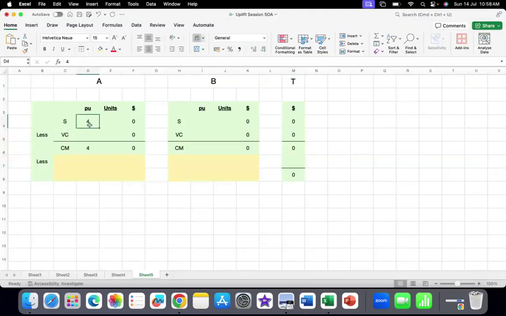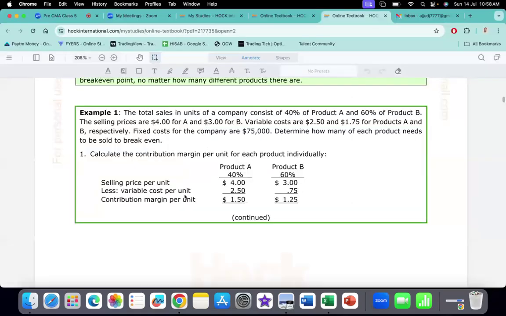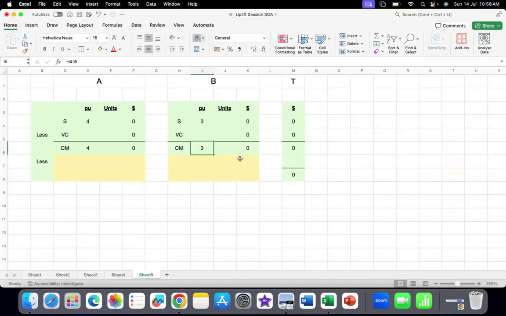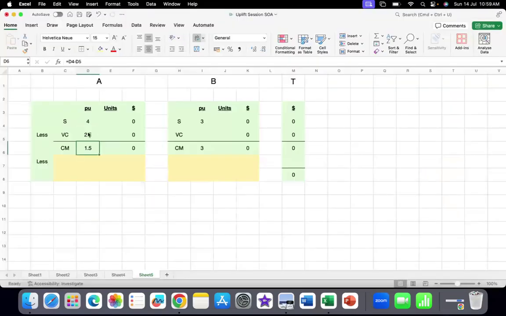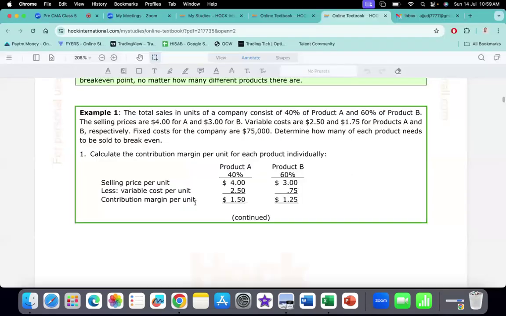I'll put 4, and I'll put 3 as my selling price. Variable cost is 2.5 and 1.75. This should be 1, I guess, right here. There is a 1 missing from here. So this was 2.5 and 1.75. So this is 1, guys. There is, I guess, a printing error here.